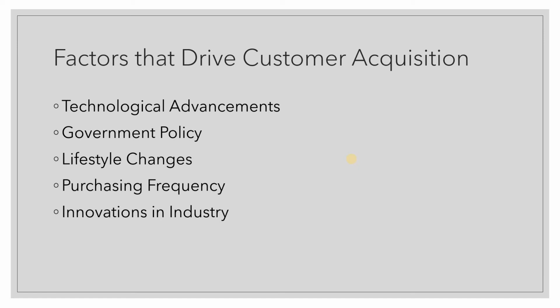Then you have changes in lifestyle. A lot of changes are happening in the lifestyle of people, which are compelling people to buy new products. For instance, with the advent of 4G VoLTE technology that came up with Jio, people were compelled to buy new handsets with 4G capabilities. So those phone manufacturers who were making 4G phones got a lot of new customers. So that's customer acquisition.